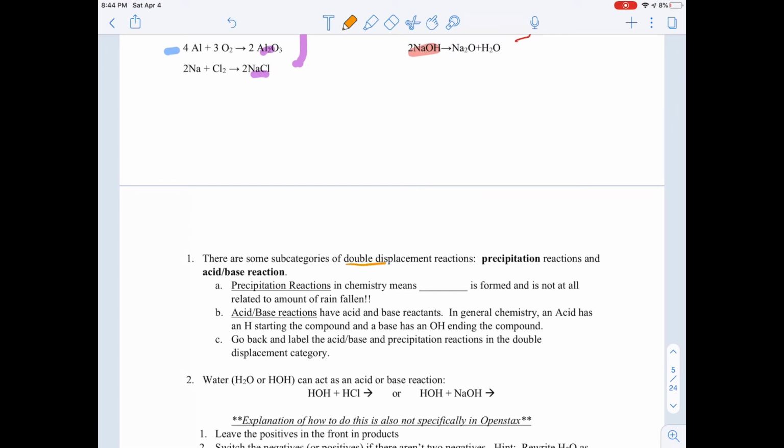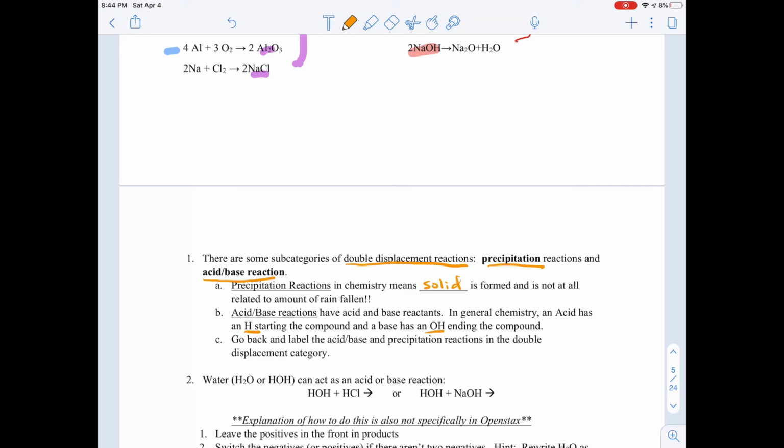There are some subcategories of double displacement. So there's precipitation and acid base. Precipitation reactions in chemistry means a solid is formed, and it's not related to rainfall. Okay. And acid bases have an acid and a base. In general chemistry, an acid has an H and a base has an OH.